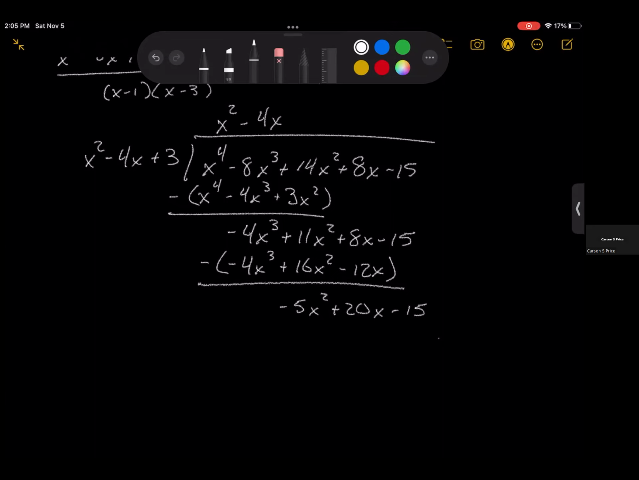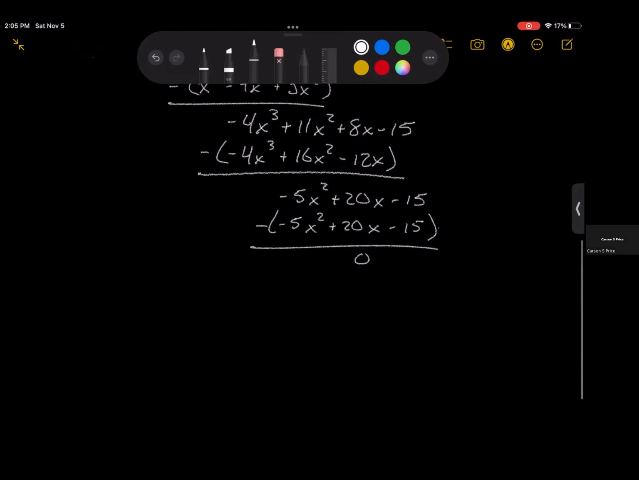And let's do this one more time. So I need a minus 5. All right, minus 5 times x squared gives me minus 5x squared. Minus 5 times minus 4x gives me a plus 20x. And minus 5 times that 3 gives me a minus 15. I subtract that, and I find that I get nothing, which is good. I don't have a remainder now.